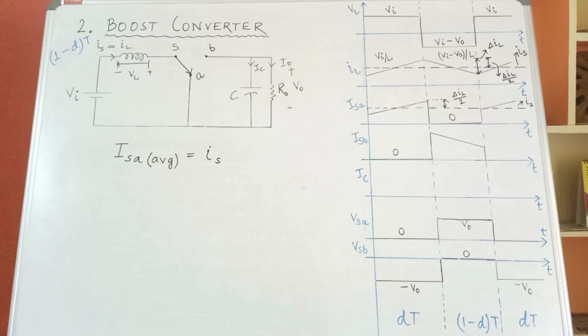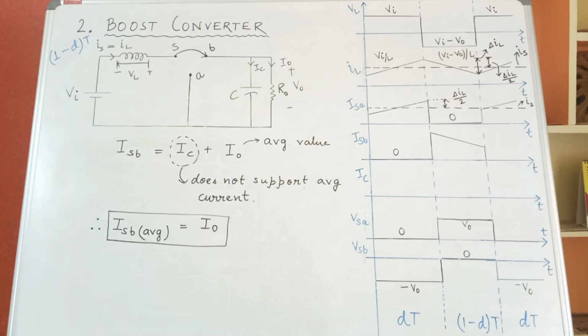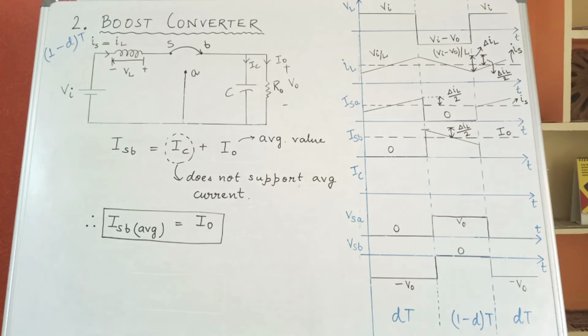Next, calculating the average value of ISB. When S is connected to B, you can observe that ISB is nothing but IC plus I naught, and you know that IC does not support any average current. Hence, the average value of current flowing through ISB is nothing but the output current, I naught. Thus, I have written ISB average is equal to I naught, and plotted it with a dotted line which divides ISB into two equal halves. The magnitude of the dotted line will be I naught as calculated, and the gap from the peak point to this average value will be del IL by 2.